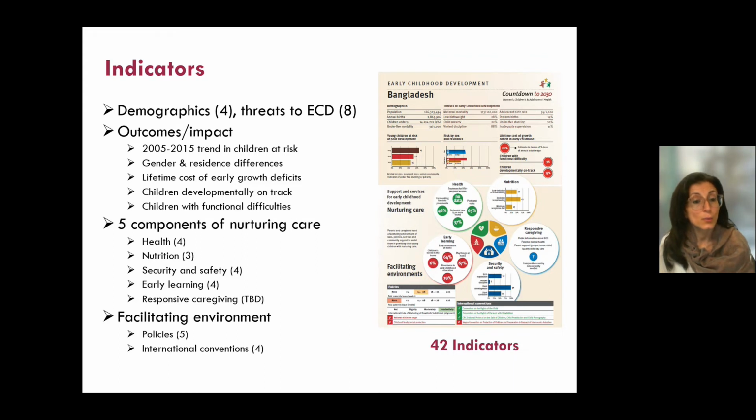Each country profile presents indicators on health, and we have 4 of them. The country profile also includes data for 3 indicators related to nutrition, 4 indicators related to security and safety, 4 indicators related to early learning. Unfortunately, we do not have currently data in the ECD country profiles related to responsive caregiving because we are currently lacking indicators and measurement tools for this area of work. The ECD country profiles also include information about policies and international conventions.